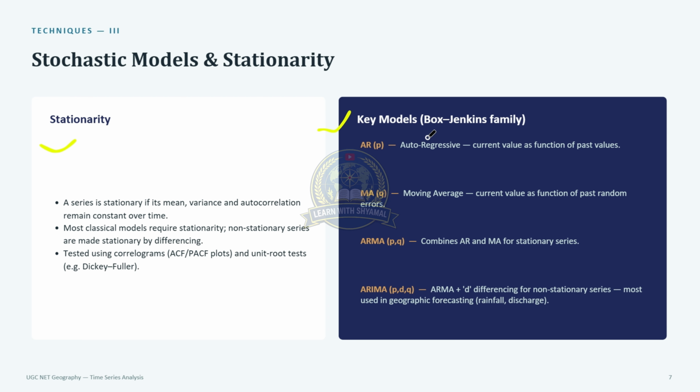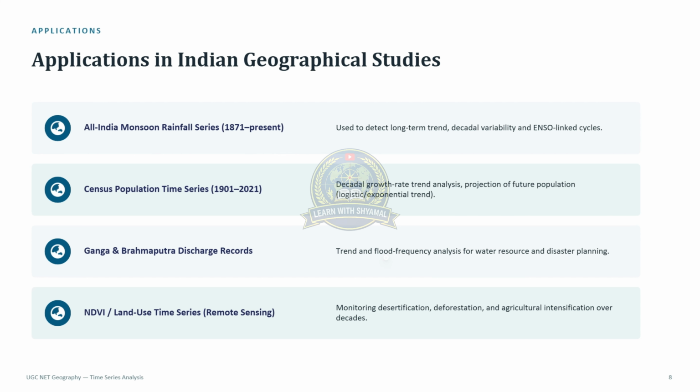Key models: Box-Jenkins family. AR(p), autoregression: current value as a function of past values. MA(q), moving average: current value as a function of past random errors. ARMA(p, q) combines AR and MA for stationary series. ARIMA(p, d, q) is ARMA plus d differencing for non-stationary series, most used in geographic forecasting, rainfall and research.